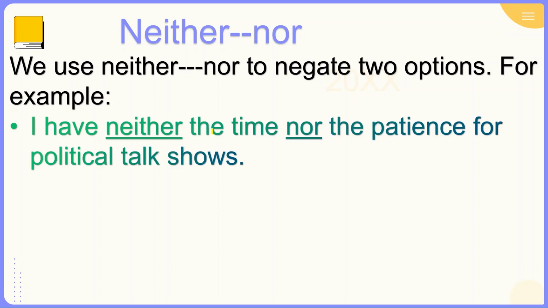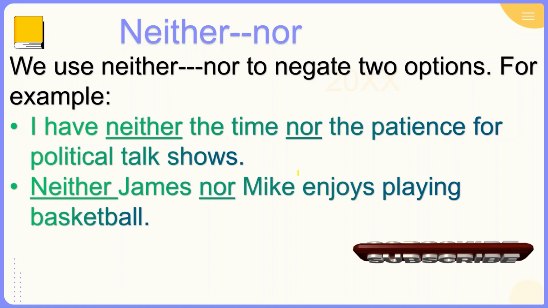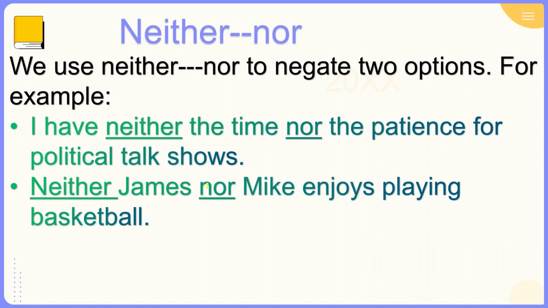I have neither the time nor the patience for political talk shows. This means that I do not like them both. That's what it means. Let's take another example. Neither James nor Mike enjoys playing basketball. This means James and Mike both do not like basketball. Let's take another example.